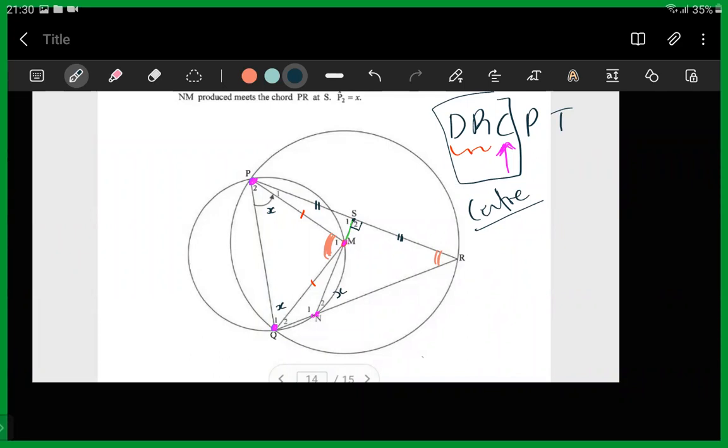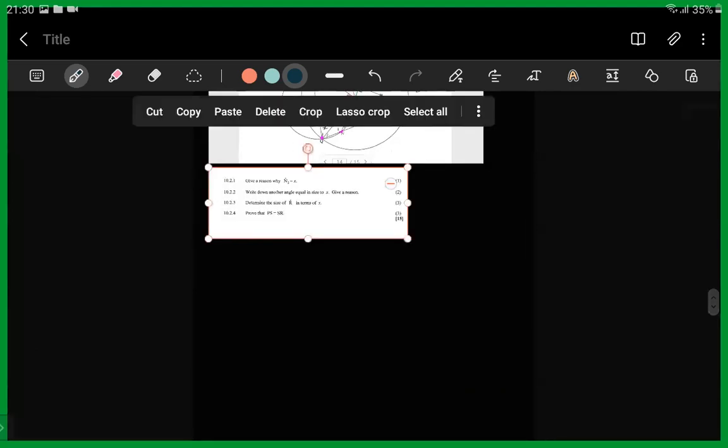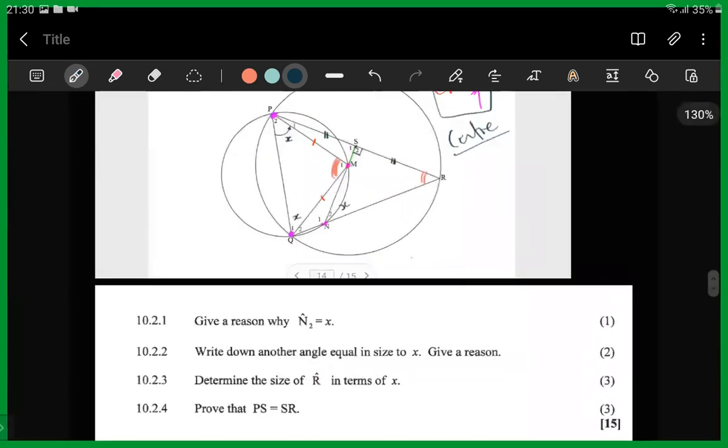Okay, let's dive into the questions. So diving into the questions, we should not even expect anything surprising. For example, the first question, they're asking, why is N2 equal to X? Why is N2 also equal to X? What's the reason? Let me see. N2.